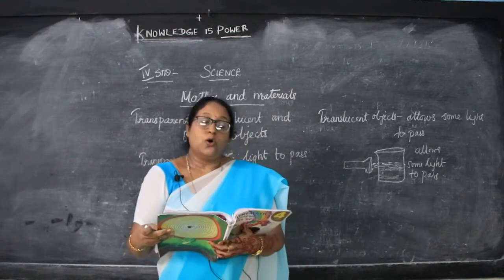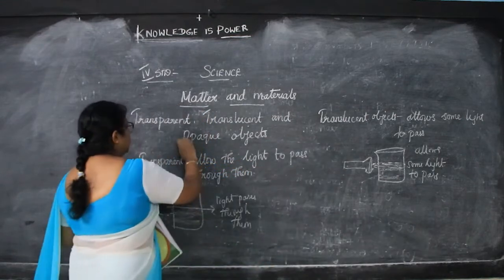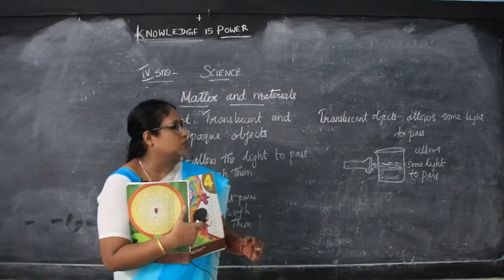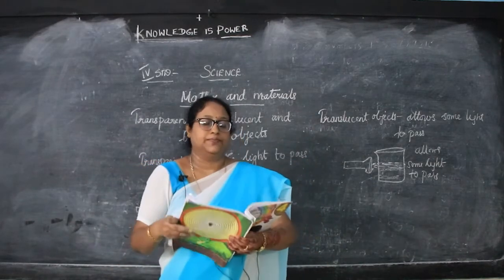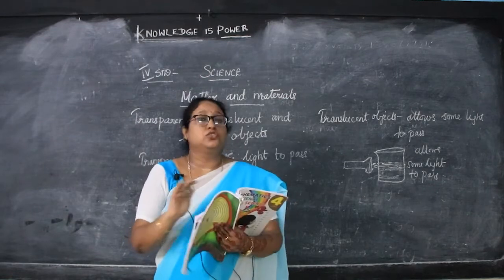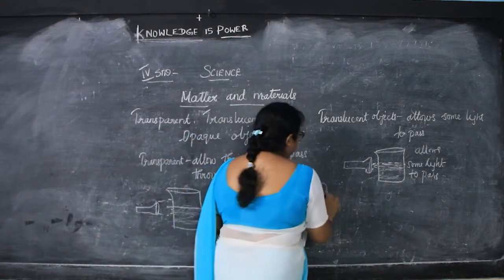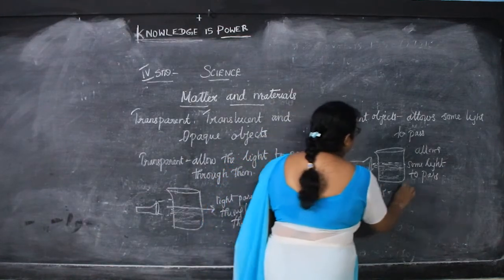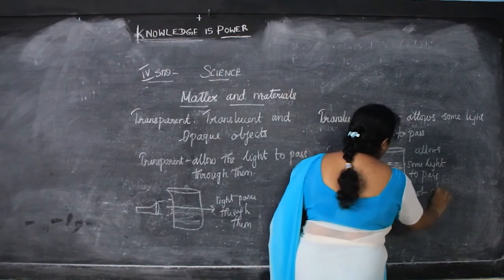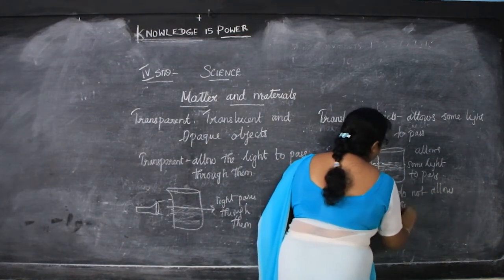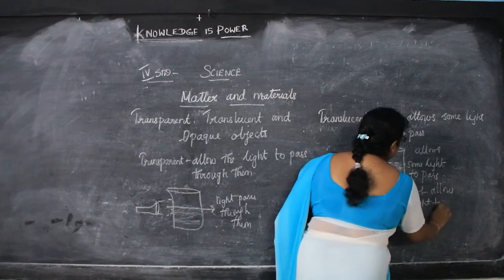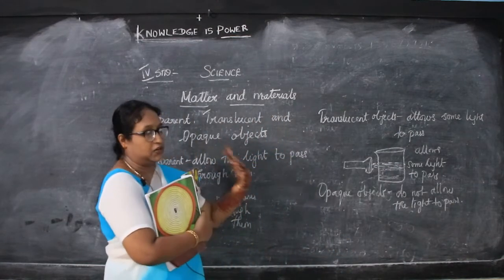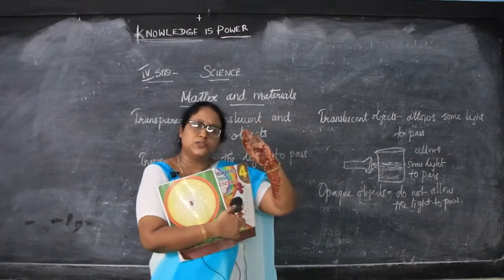Next is opaque objects. First we saw transparent, which allows the light to pass. Translucent is which allows only some of the light to pass through them. Next, opaque. Opaque objects do not allow the light to pass through them. So transparent, I said, allows the light. Translucent objects allow only some of the light.